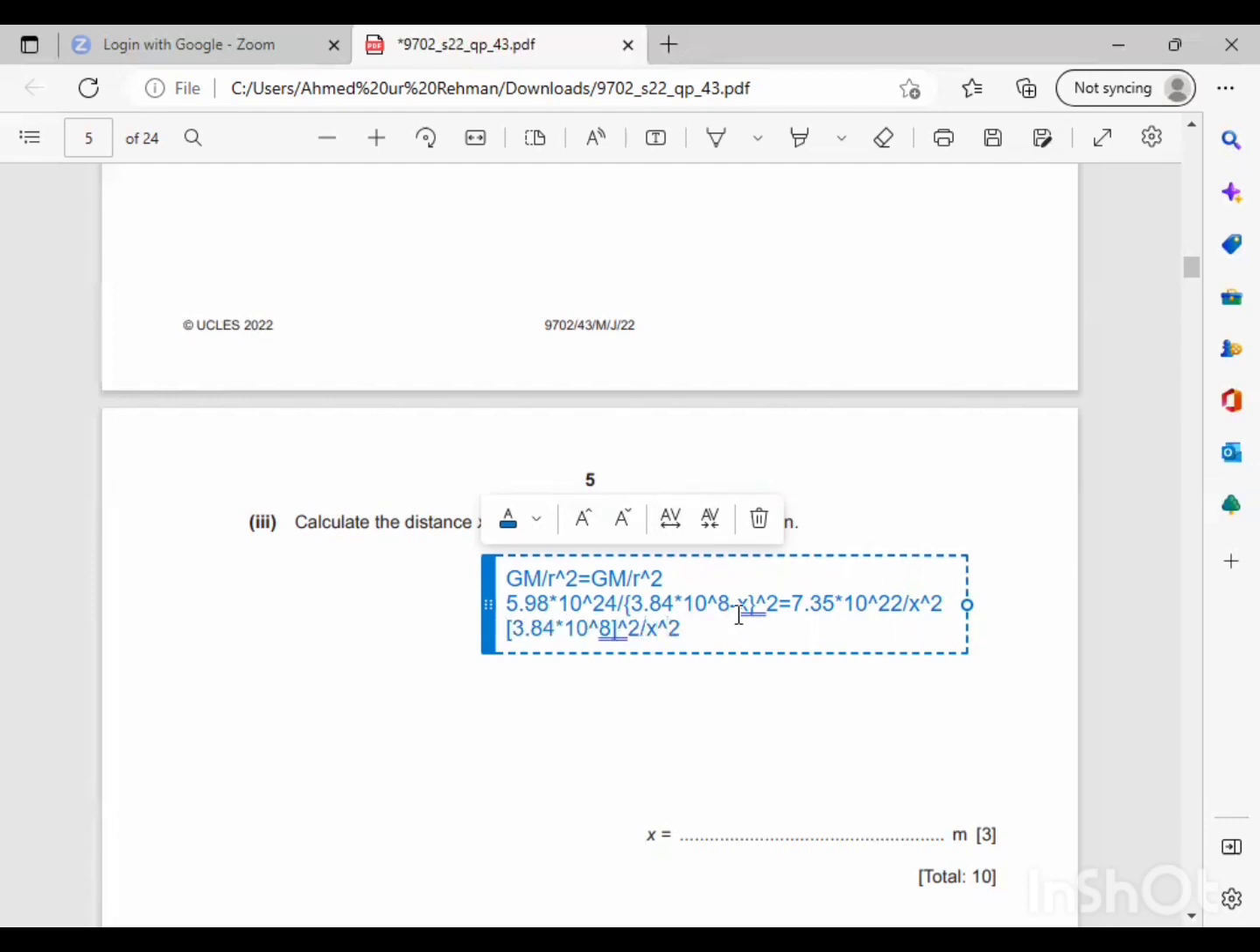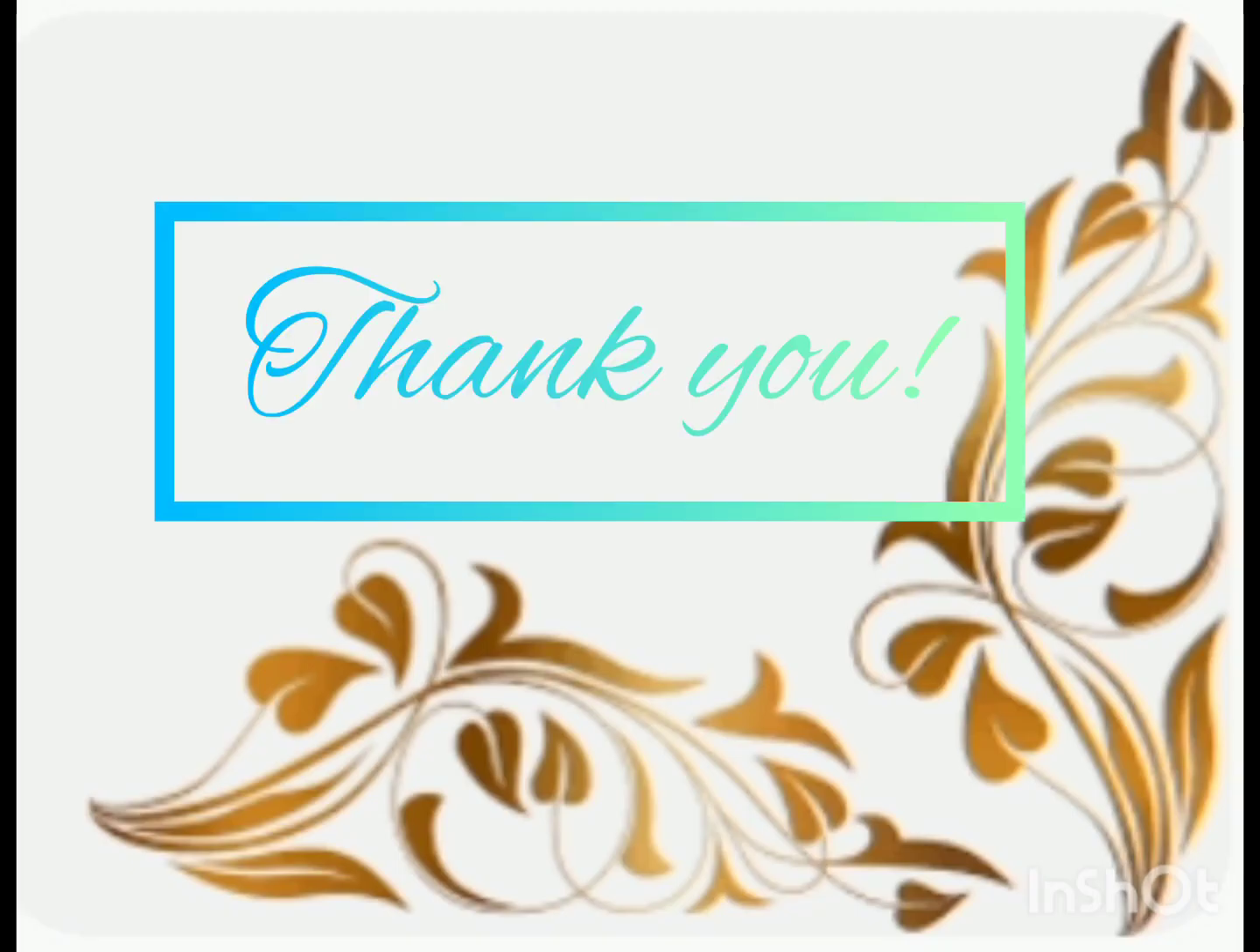When we're solving, we bring the square terms on one side, so we can shift the square onto the other side and make it a square root. I'm going to solve it this way, and I get the answer of 3.8 into 10 to the power 7 meter. That was pretty much it for this question. I hope you liked it.